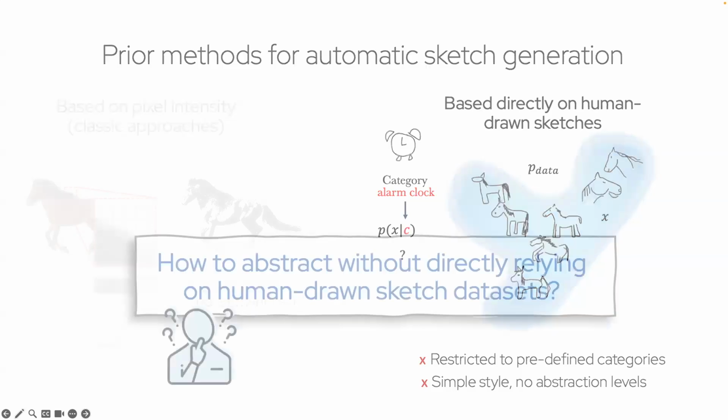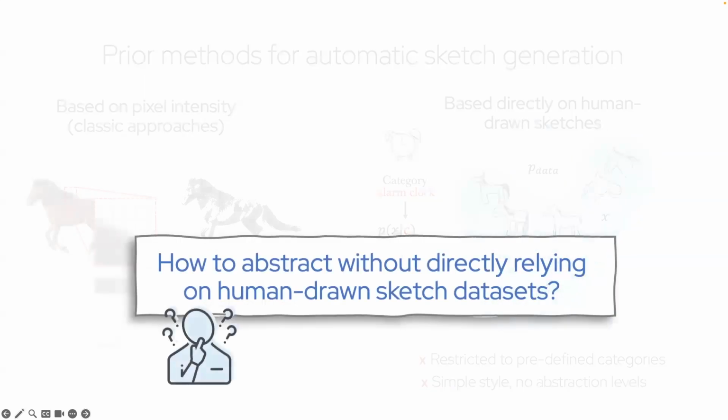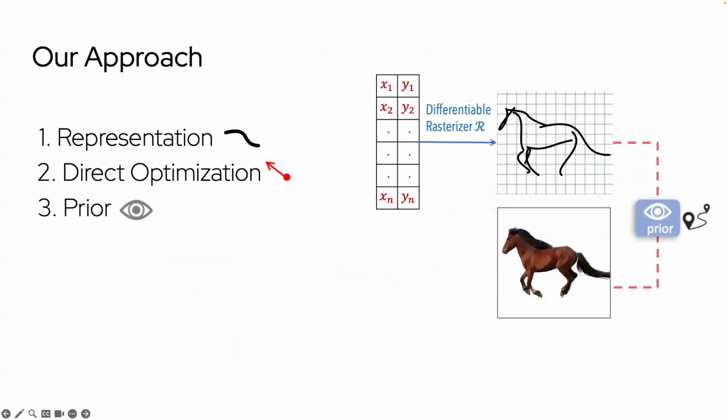And in CLIPasso, we asked the question, is it possible to abstract automatically, but without relying directly on such data? And the inspiration for this objective is from how humans draw. So for example, when I draw, if I wanted to draw this horse, I don't need to see millions of sketches of a horse. The way I choose where to put strokes is based on some other experience I have, maybe understanding horses or my vision in general. So the question was, can we mimic that? And in this work, we show that it's possible. And we have 3 key components that make it possible. So let's see how it works.